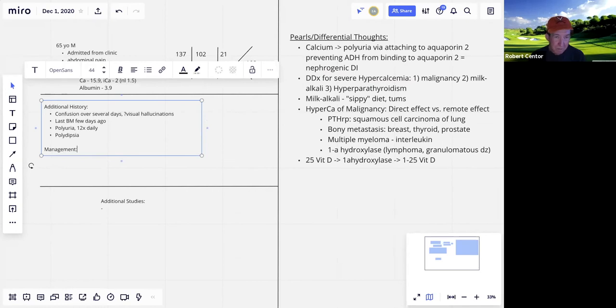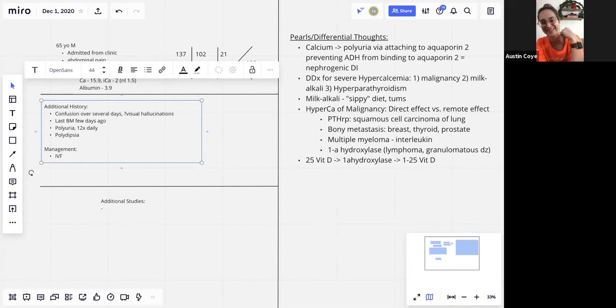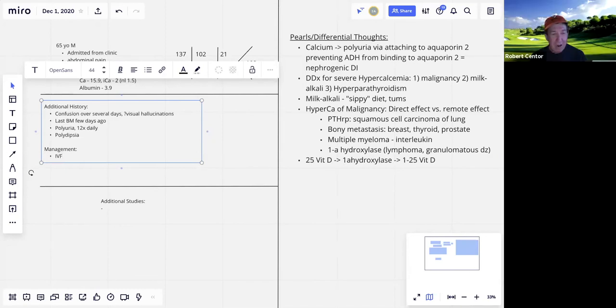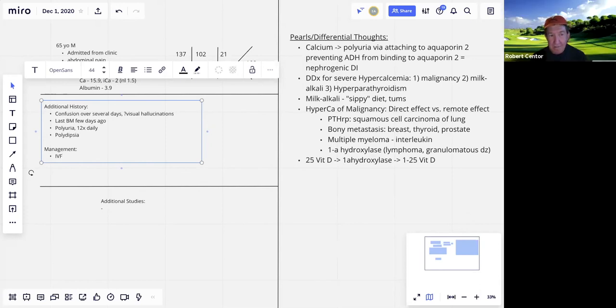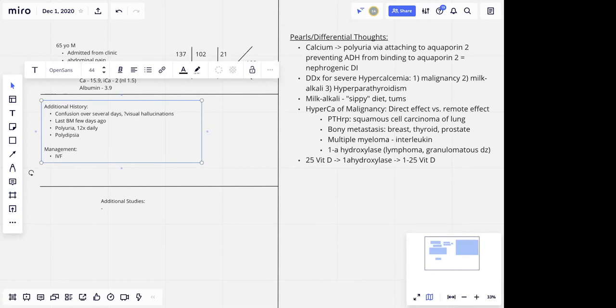Okay. So a lot of fluids. Is that going to be enough for a calcium of almost 16? Oh, no. So how are we going to get it down fast? I think it's a fluids and diuretic combo. Okay, is that going to be good enough for Fernand? Probably not. I expected to decrease it by maybe 2 points, but that's probably not a long-term solution, and it's not going to be enough.